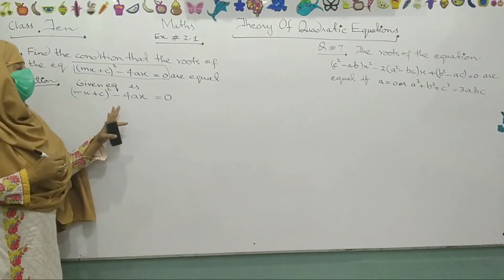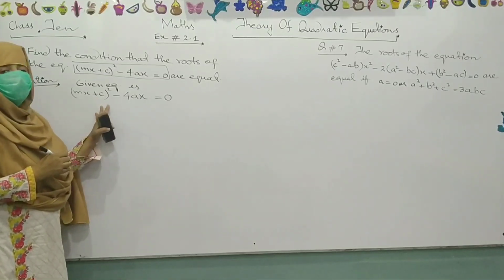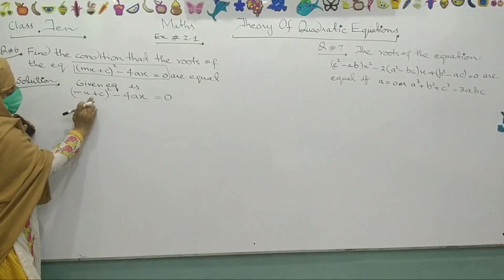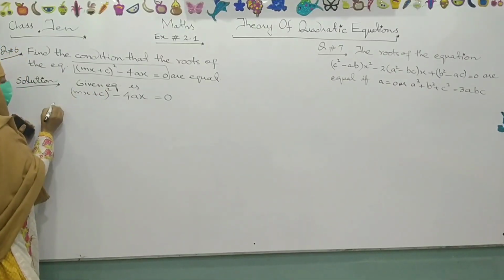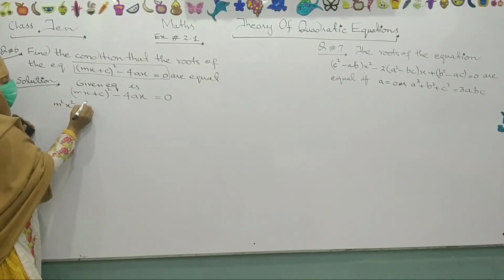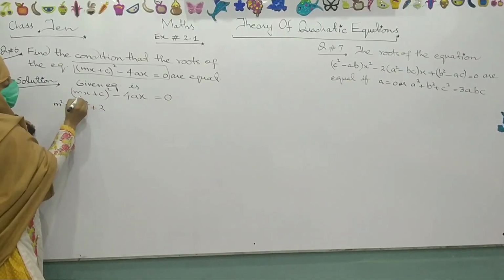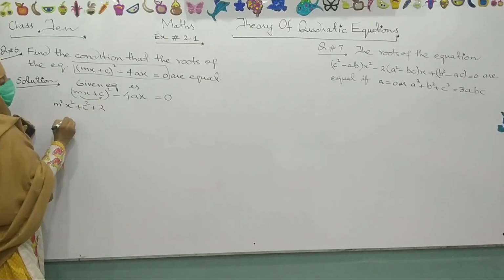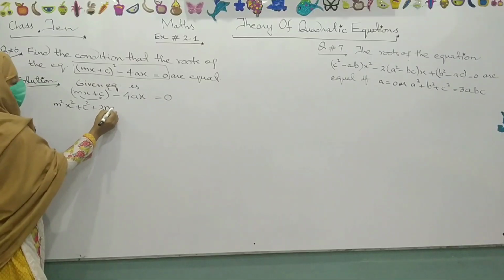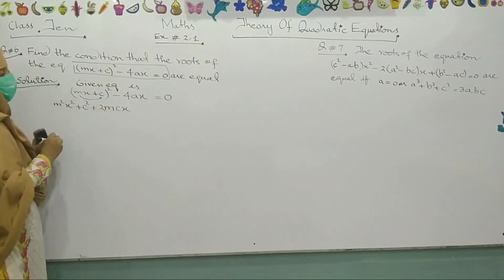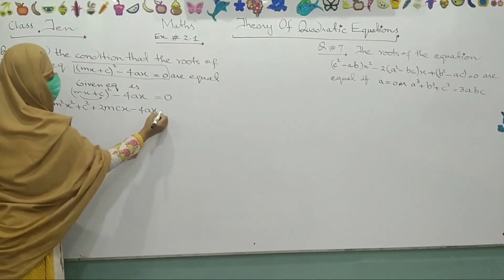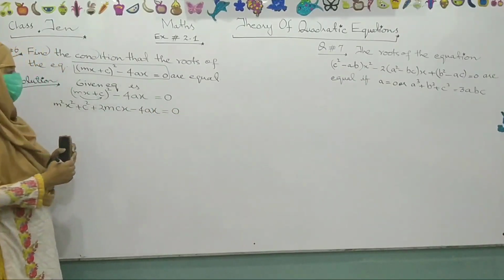First of all, my first step is to convert this equation into standard form. How? This is (a + b) whole square. What is it? m square x square plus c square plus twice the product of these two values. Suppose this is a and this is b. It will be twice mcx. This value will remain as it is, minus 4ax is equal to 0.